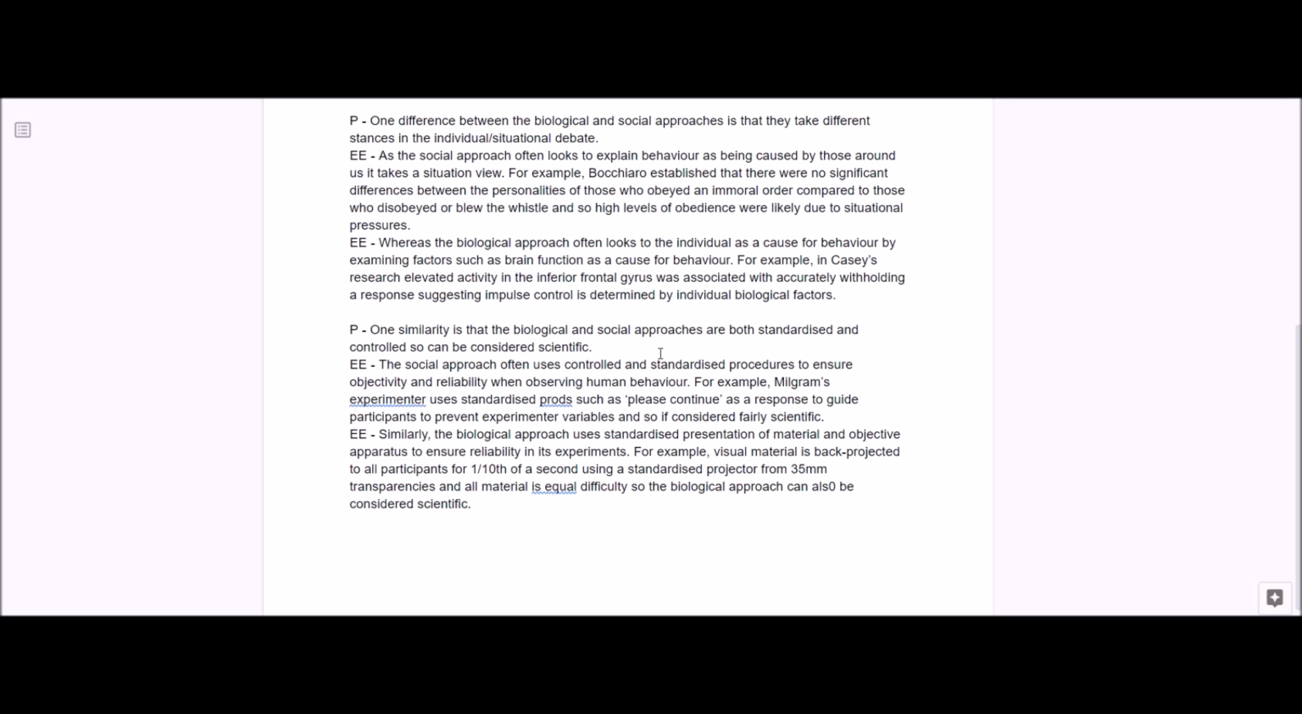So social approach often uses controlled and standardized procedures. Here's an example of a study that does. Okay. Again here, talking about the biological approach, therefore the biological approach can also be considered scientific, so always bringing it back to that approach rather than the study. So pause the video here and copy these two out as well, please, to finish off your model answer.